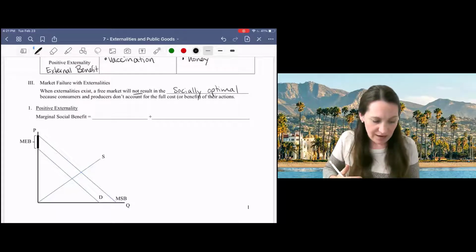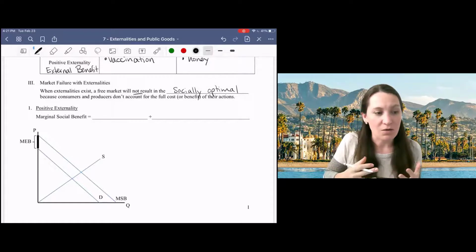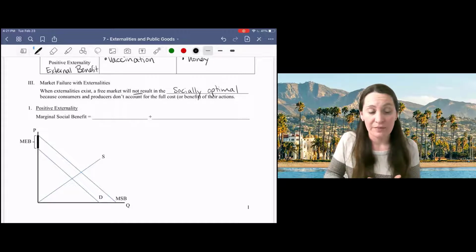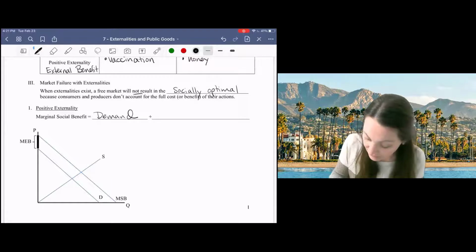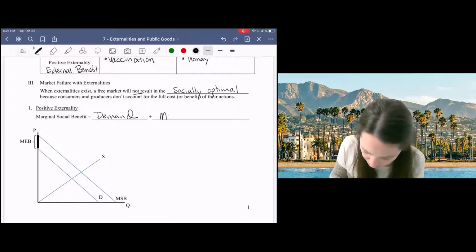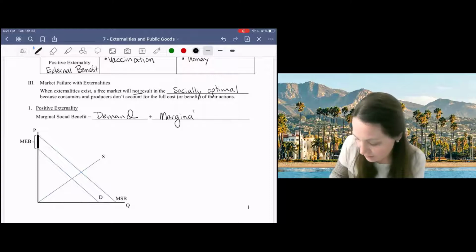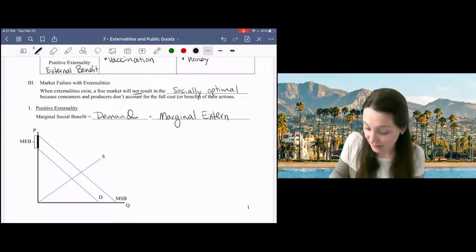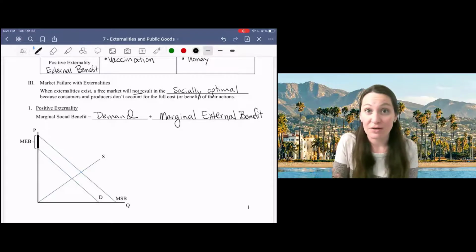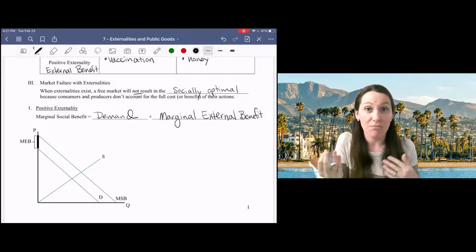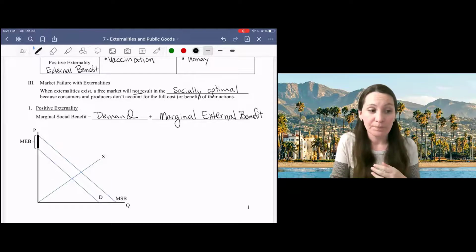To try to correct for that, we will develop our marginal social benefit curve, which is equal to our demand curve plus the marginal external benefit. That's a lot of big words there. You're using that word marginal here over and over again. So I'll just remind you that marginal just means for each additional unit. And we always want to make decisions on the margin in economics. And so that's why we're comparing marginal benefits to marginal costs.